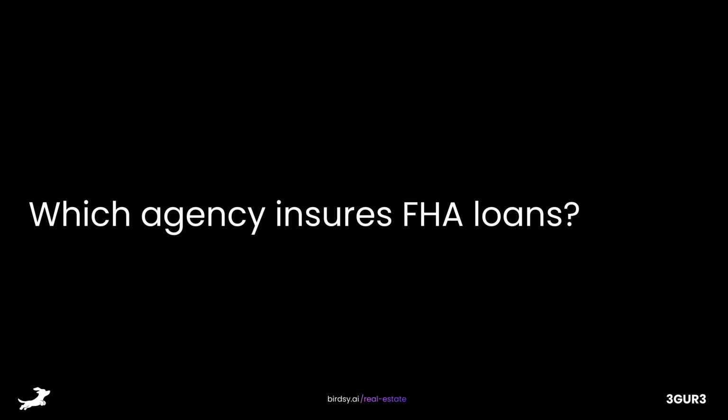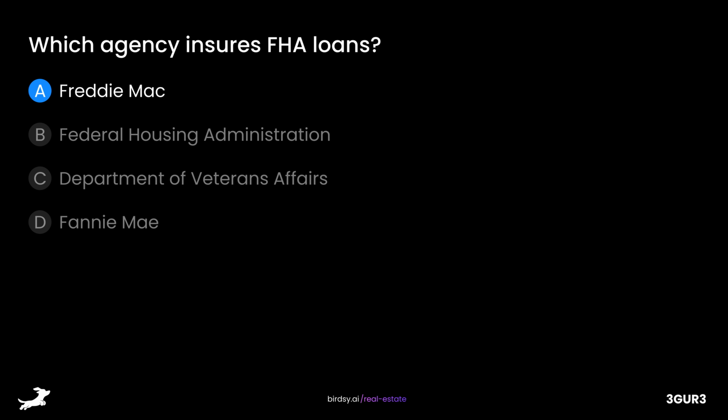Which agency insures FHA loans? Is it A, Freddie Mac? B, Federal Housing Administration? C, Department of Veterans Affairs? Or D, Fannie Mae? The answer is B, Federal Housing Administration.